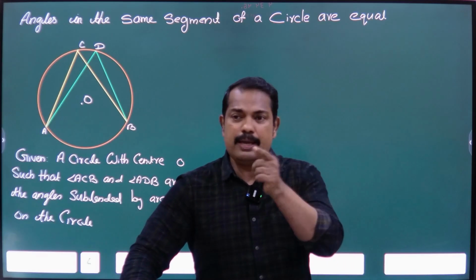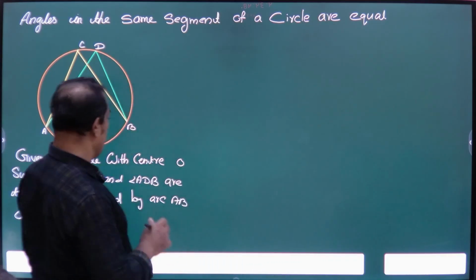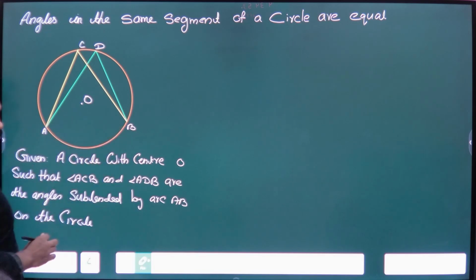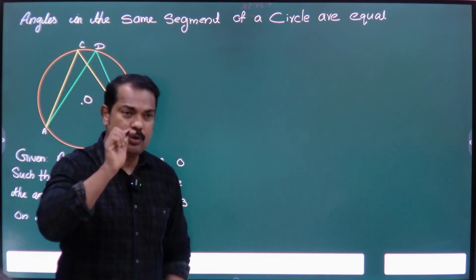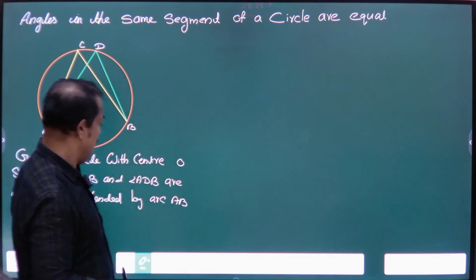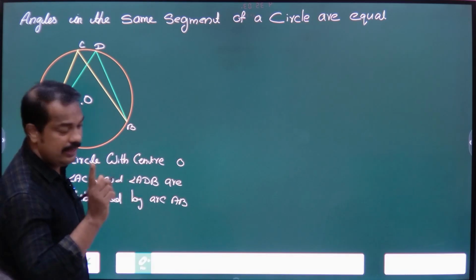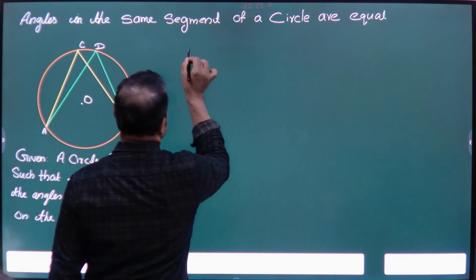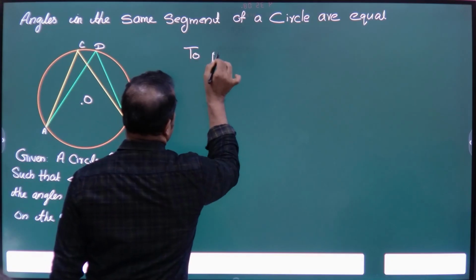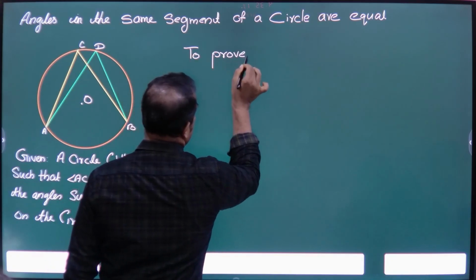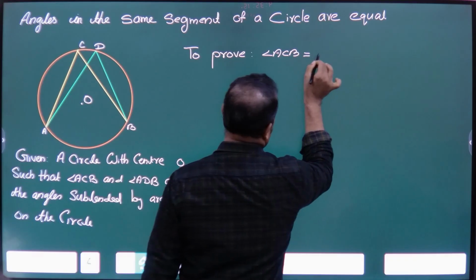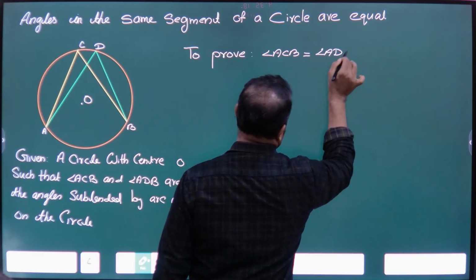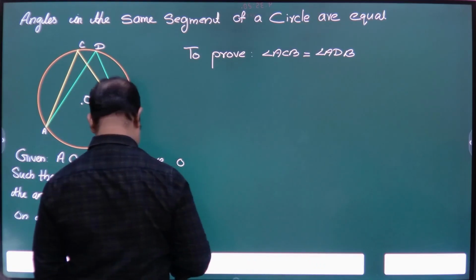What is the segment here? AB. AB is the segment. So both have the same segment, AB. Here you want to prove these two angles are equal. Angles in the same segment of a circle are equal. So to prove: angle ACB is equal to angle ADB.